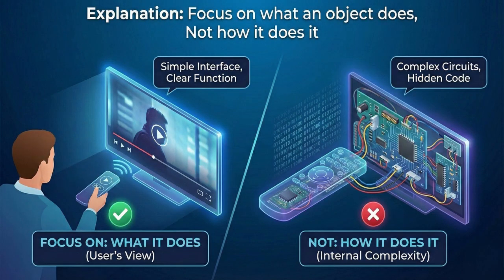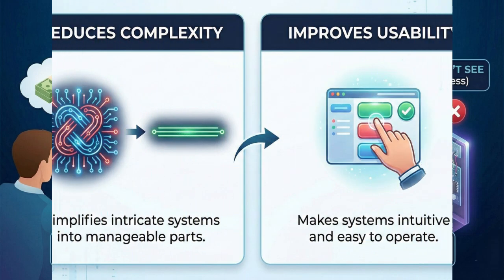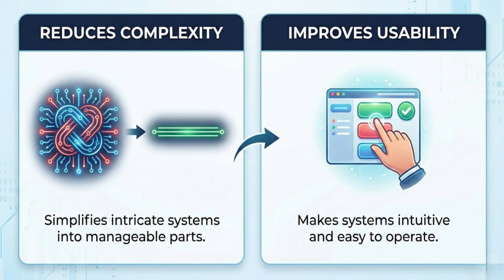Explanation: focus on what an object does, not how it does it. Real-life example: ATM machines. You press withdraw, you don't know the bank's internal process. Benefits: reduced complexity and improved usability.